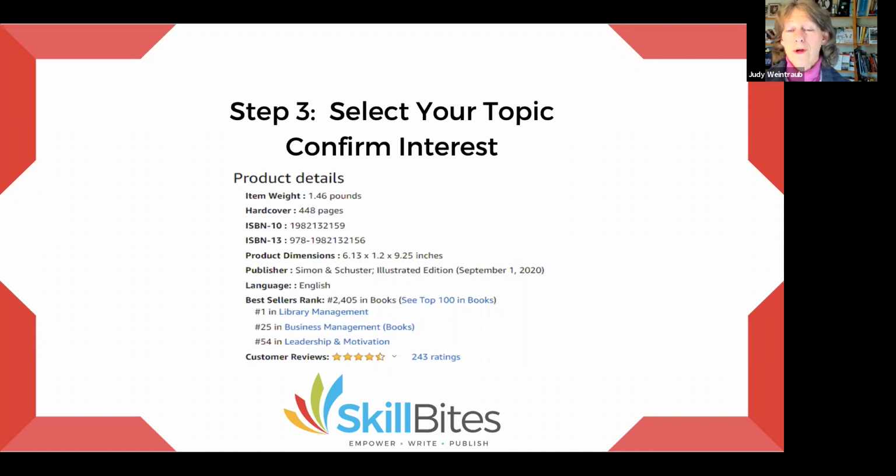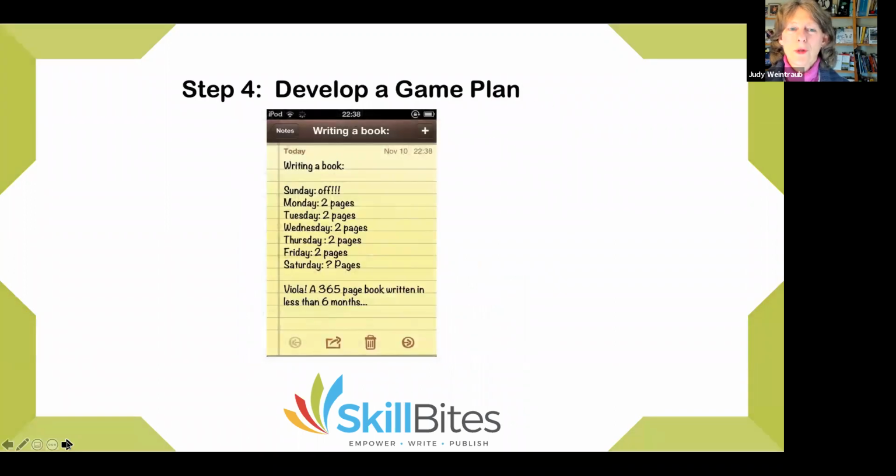So once you've confirmed interest in your topic, you'll have your objective, you'll have your target reader identified, you'll know what topic you want to write on. So step number 4 is determining your game plan. How are you going to get your book written? I recommend that if your book is truly a priority for you, you need to treat it like any other business project that you have going on.